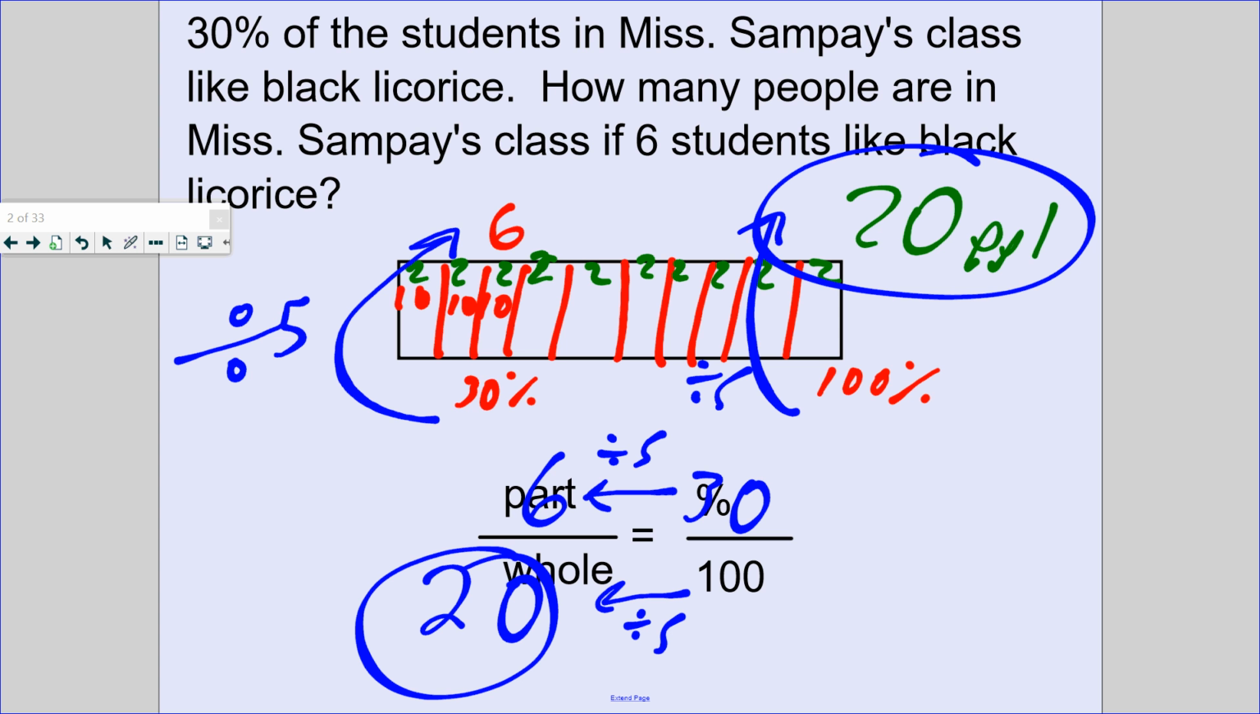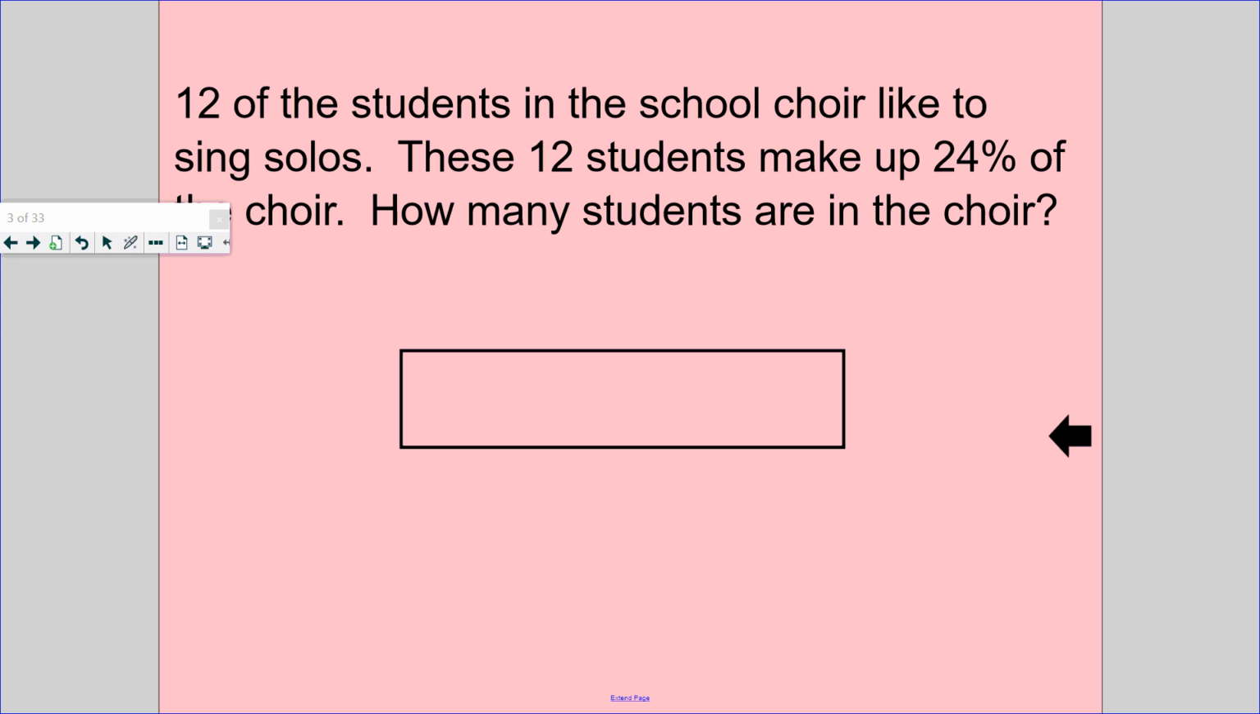What if you don't like saying divide by 5? Do you remember something called reciprocal? The reciprocal of 5 is 1/5. So times 1/5, a fifth of 30 is 6. So let's practice some more questions.